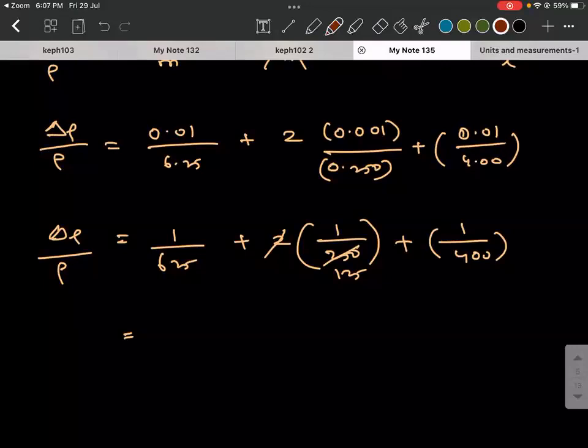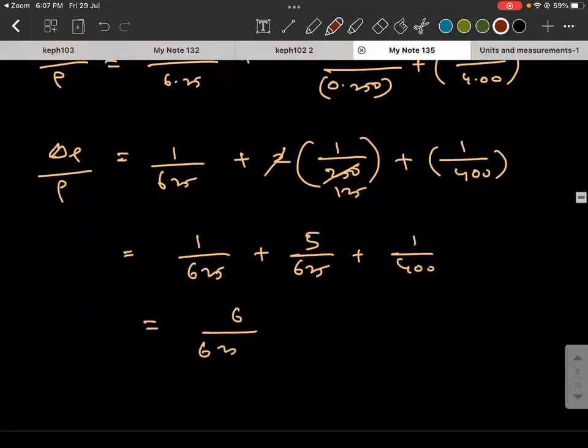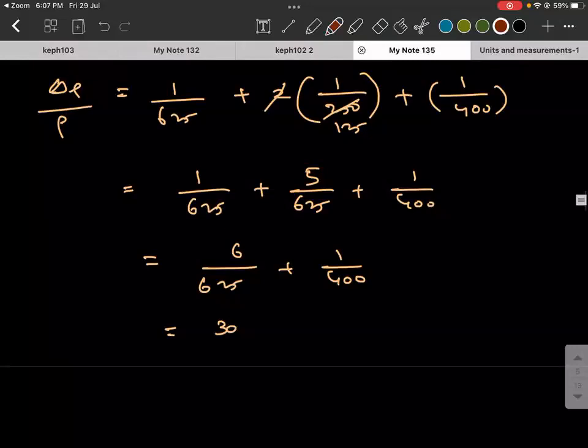Let me see how many I should have put. Between 625 and 125, what is the LCM? Obviously 625, because 125 times 5 is 625. So this is 1 by 625 plus 4 by 625. Sorry, 5 by 625, plus 1 divided by 400. So how much will you get? 6 divided by 625 plus 1 divided by 400. Solve this. How much is it?